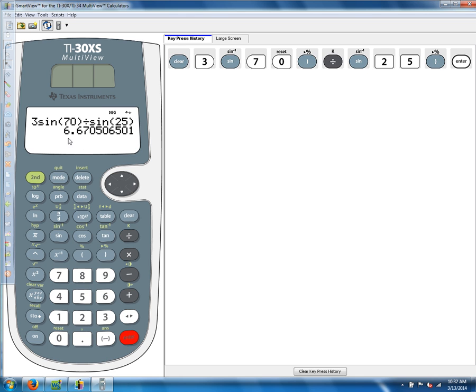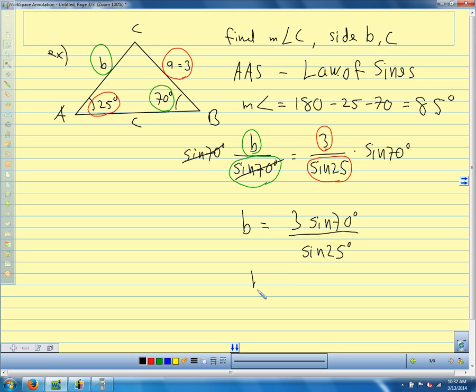So that's telling me that side B is about 6.7 units long. So B equals 6.7, about. So we found that. This is 6.7. And we figured out that angle C was 85 degrees. Found that out as we did the problem. So now to find side C, I'm going to set up the law of sines again. So I'm going to make a fraction with the angle and the side across from it.